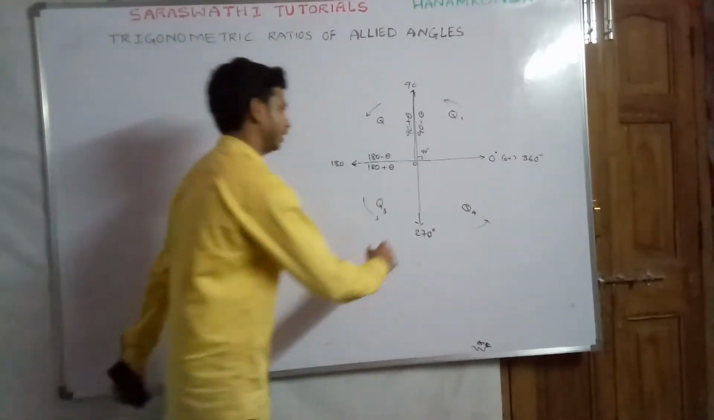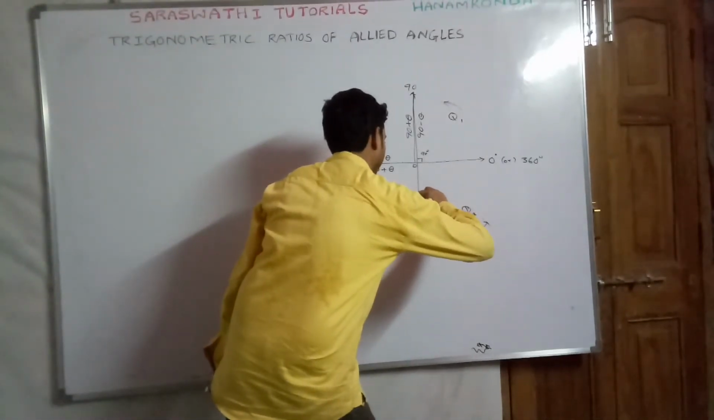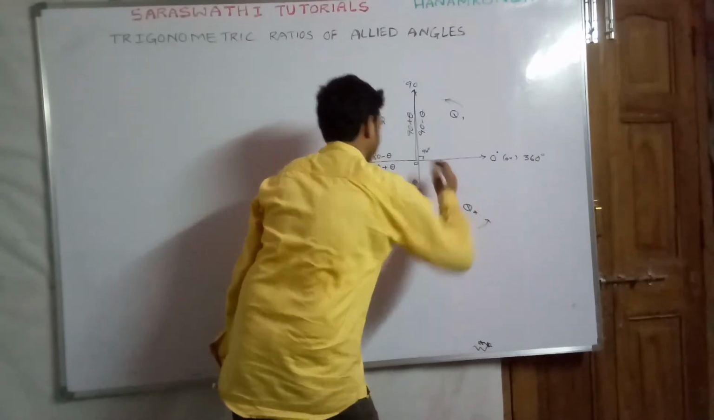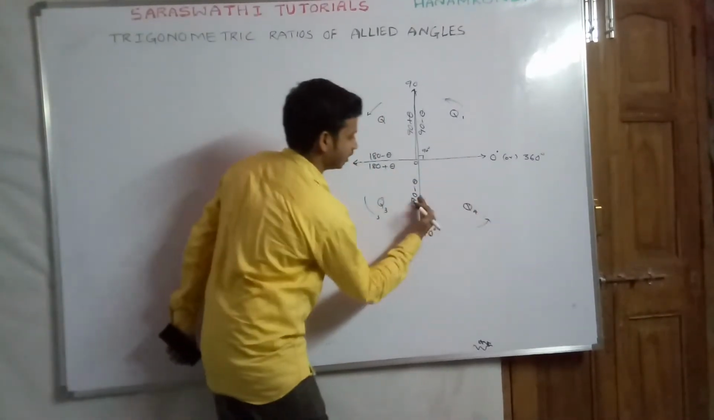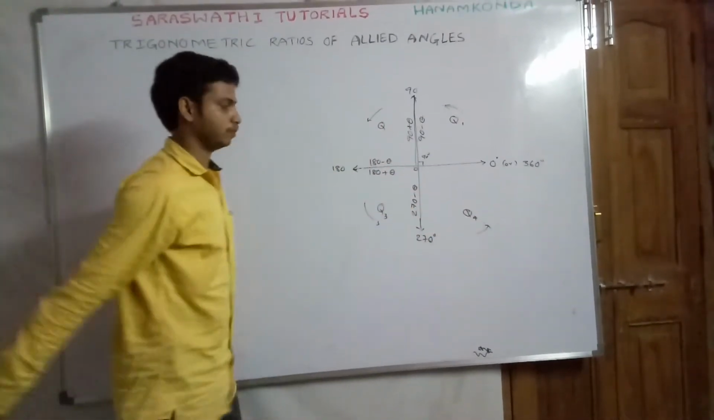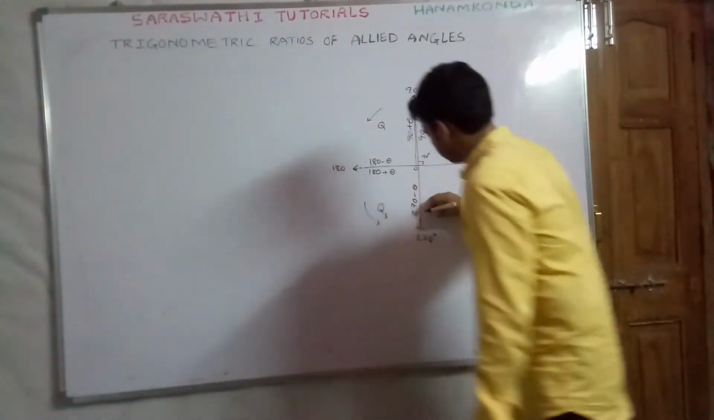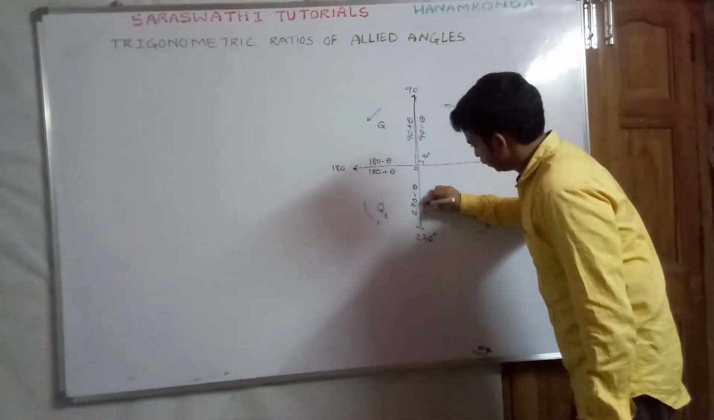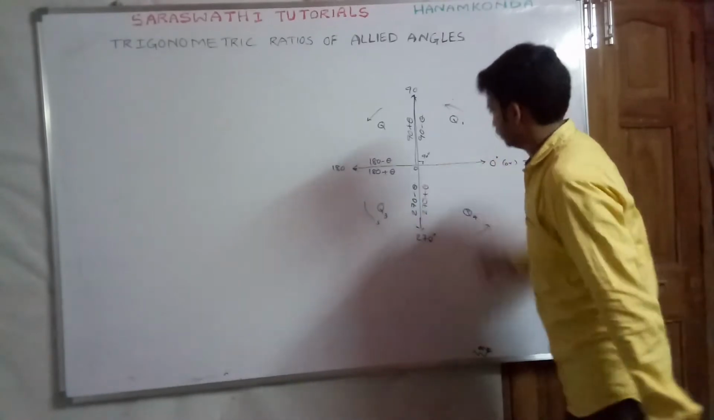That means we can take it as 270 minus theta. Okay, so 270 minus theta. So the angles which are after this line, that are greater than 270, we can take as 270 plus theta. Okay, so 270 plus theta.